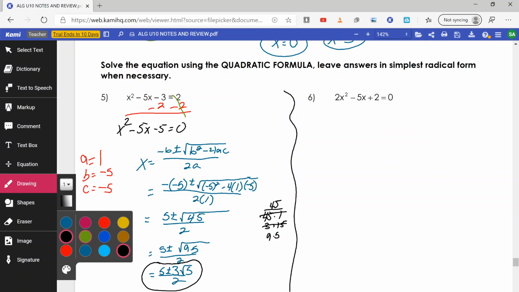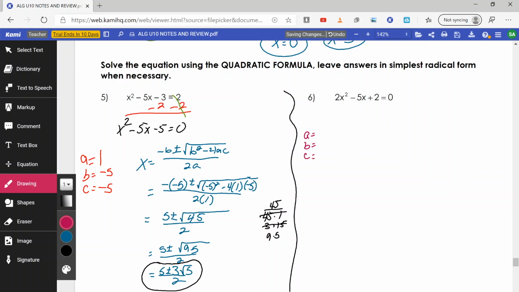So again, just like in the previous problem, we are going to state the values of a, b, and c. So a is always on x squared, in this case it's 2. B is always with x, in this case it's -5. And then c is always alone, so in this case +2. Then we're going to use the quadratic formula, -b plus or minus the square root of b squared minus 4ac all over 2a. And we're going to substitute in all these values.